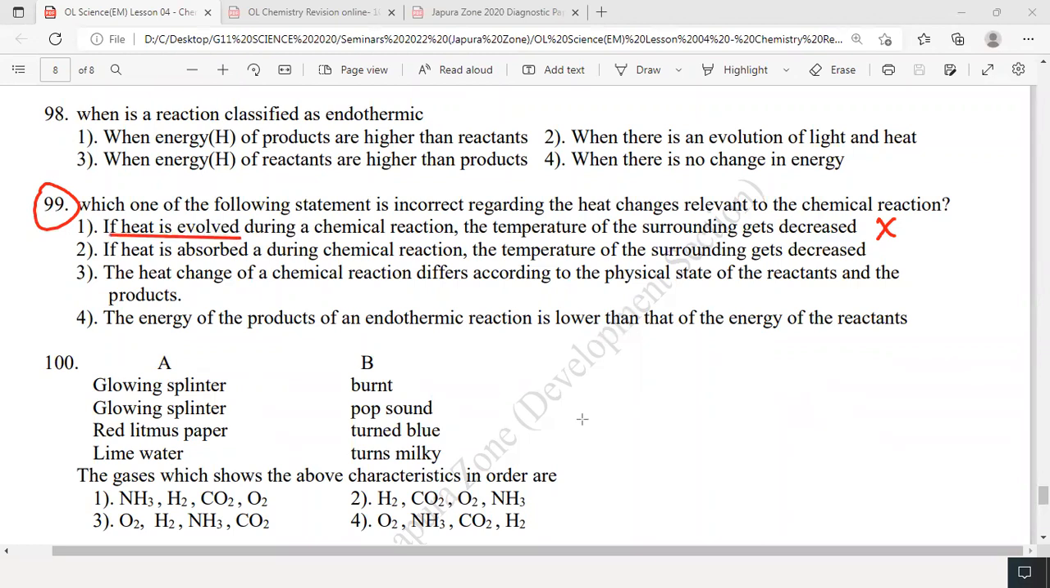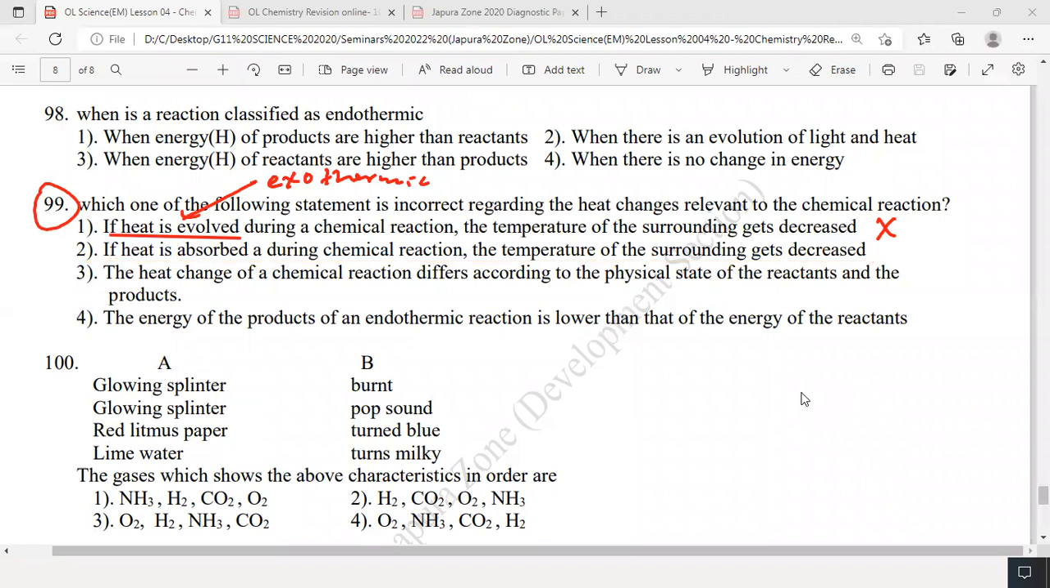If heat is evolved, it is called what reaction? An exothermic reaction. Exothermic. If heat is absorbed, temperature of the surrounding gets decreased. That is correct. If heat is absorbed, the outside temperature drops. That's the answer. They're asking for the incorrect one, sir. We have to be very careful to read the question properly.